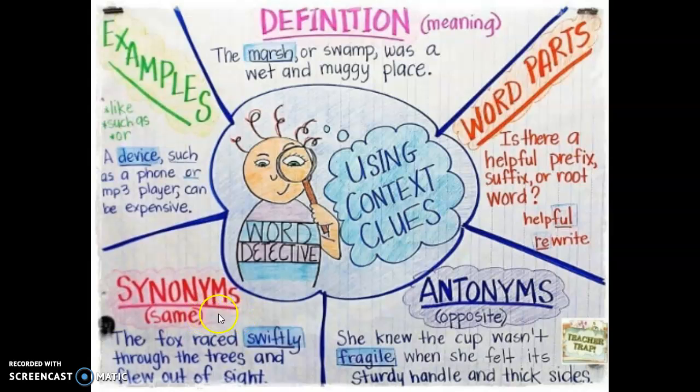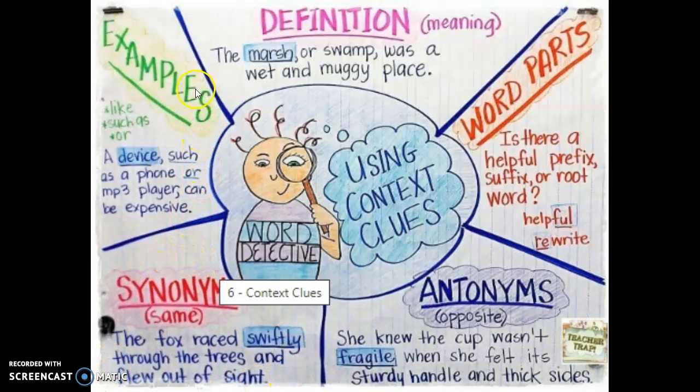Synonyms have the same meaning. In this example, we're going to add the word quickly right here. So it would read, the fox raced swiftly through the trees and quickly flew out of sight. So the word quickly and swiftly are synonyms. They mean the same thing.